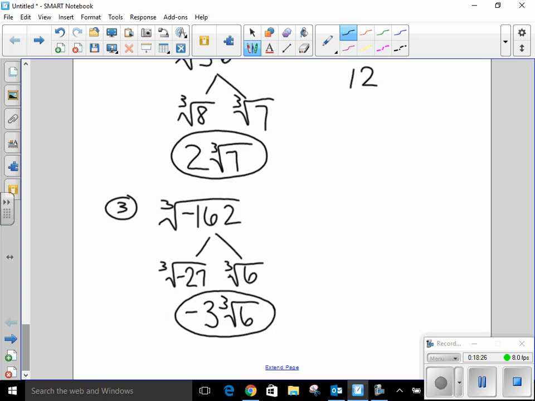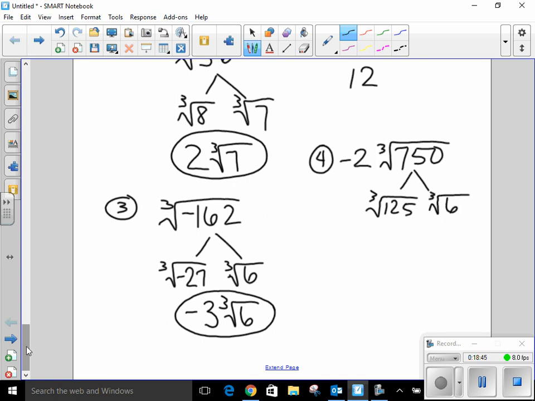All right, so if we look at another one, just like in square roots, if there's anything outside the radical sign, you're going to use it last, and you can either do multiplication or division with it. So if we're going to break down the cube root of 750, then that breaks into the cube root of 125 and the cube root of 6. Okay, and the cube root of 125 is 5. Cube root of 6 stays cube root of 6, and then bring down the negative 2 to multiply together. These two numbers on the outside multiply together, and your final answer will be negative 10 cube root of 6. And that's where you stop.